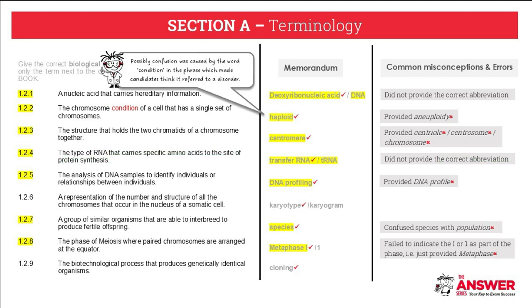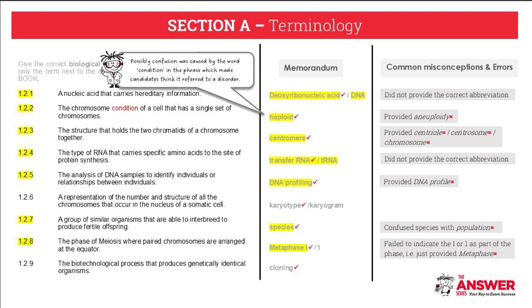Number 5, the analysis of DNA samples that identify individuals or relationships between individuals. So it's the analysis, it's the process that's involved here. So that's DNA profiling. It's not a DNA profile. That is the product. That is the thing that will be analyzed. So the analysis process, the creation of a DNA profile, is DNA profiling.